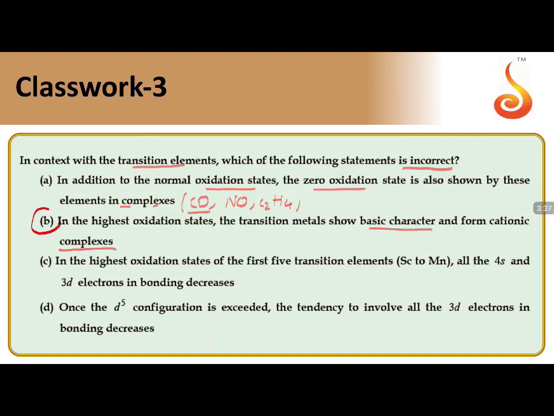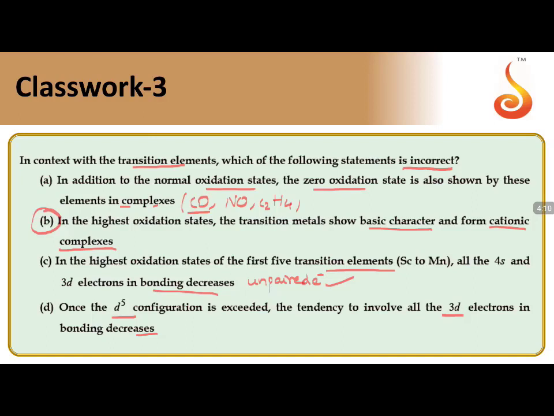B is the wrong option. Let us find out how it is. I'll show you later. In the highest oxidation state of first 5 elements, all the 4s and 3d electrons are involved in the bonding, correct? All the unpaired electrons take part in the bonding. Up to manganese, all electrons are unpaired. So this is the correct statement. All the unpaired electrons take part in bonding from s and d. Variable oxidation states are possible. Once the d5 configuration is exceeded, tendency to involve d electrons in the bonding decreases. Correct? Pairing starts, number of d electrons participating in the bonding decreases.